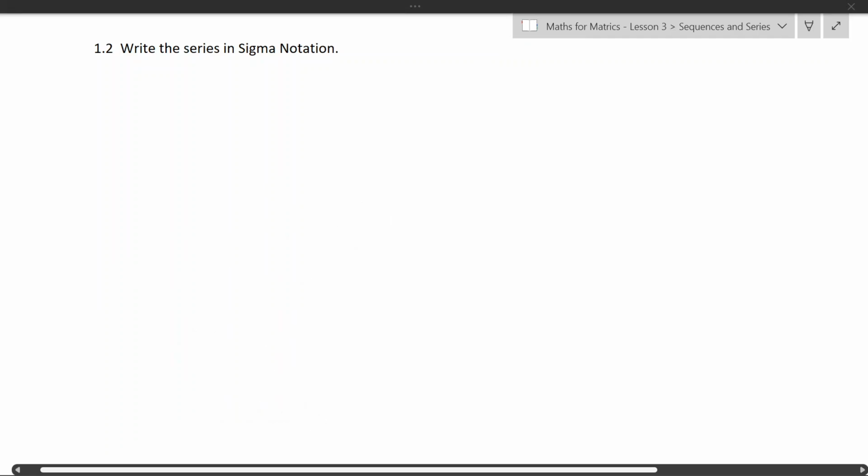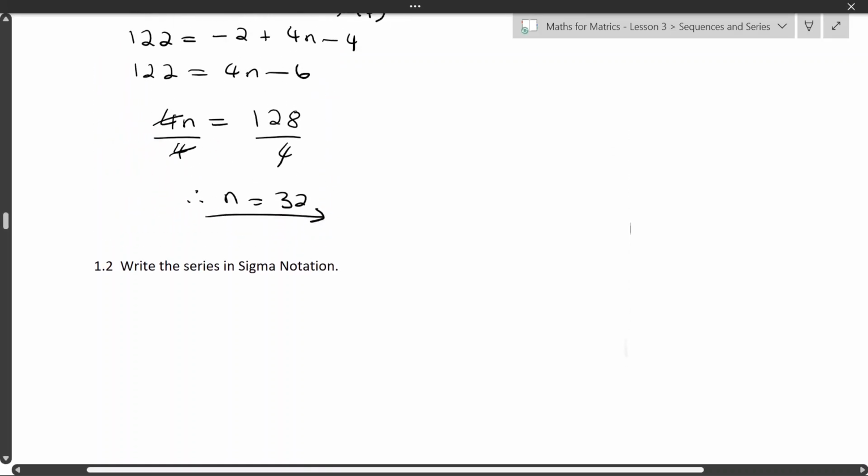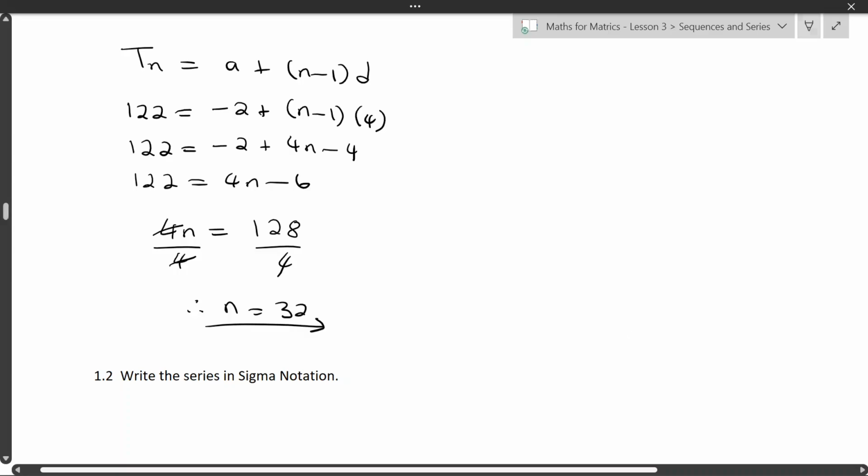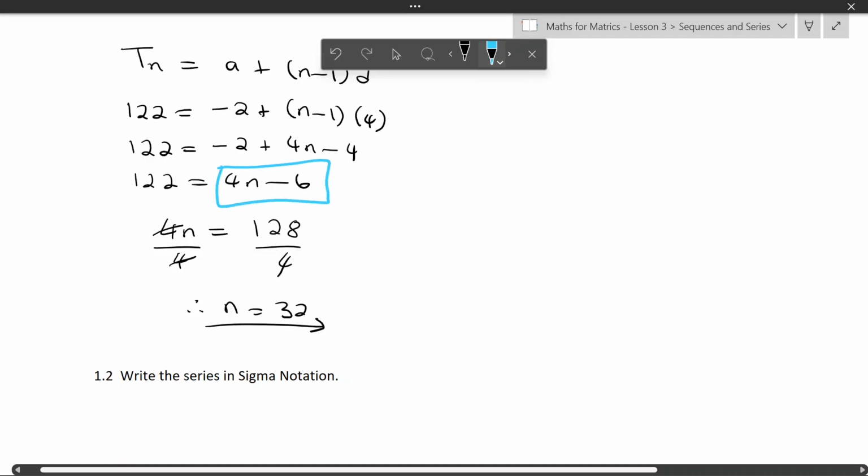(1.2) Write the series in sigma notation. For us to write the series in sigma notation, we will need the general term of the sequence, the upper limit of summation, and the lower limit of summation. Looking at the answer we gave on the previous question, we can see that we have already evaluated the general term of the sequence, and it is 4n minus 6. We also have the upper limit of summation, which is the number of terms or the term at which the series ends, and it is 32.